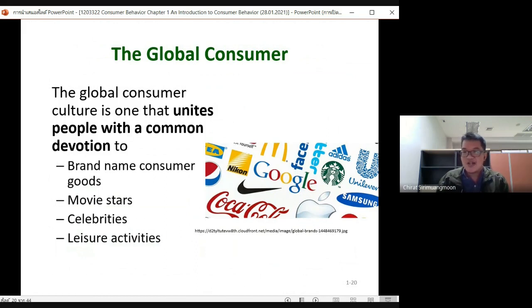Like for now, many people love doing yoga, so yoga is one thing that is like global consumers or global activities. So this is one example of global consumer.